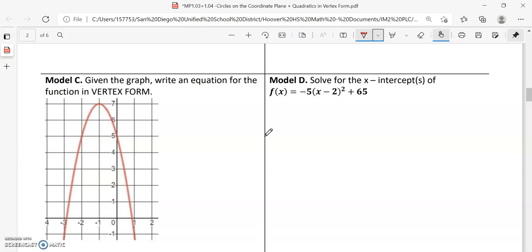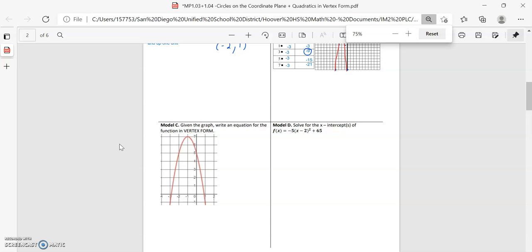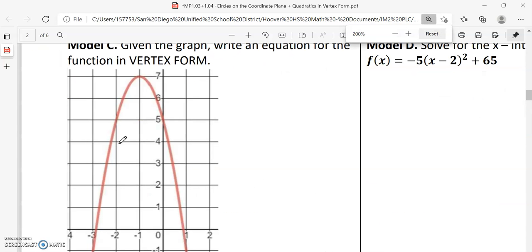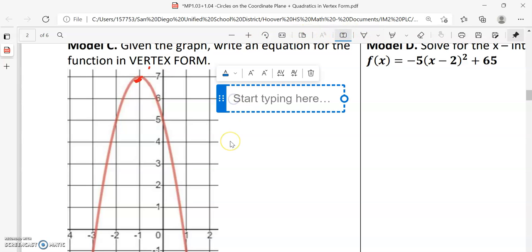Given the graph, write an equation for the function in vertex form. So identify our vertex. We're at -1, up to 7 is our vertex right there. So remember, we are in the y equals (x minus h) squared. That's a squared. So yeah, that's squared, and then plus our k value.